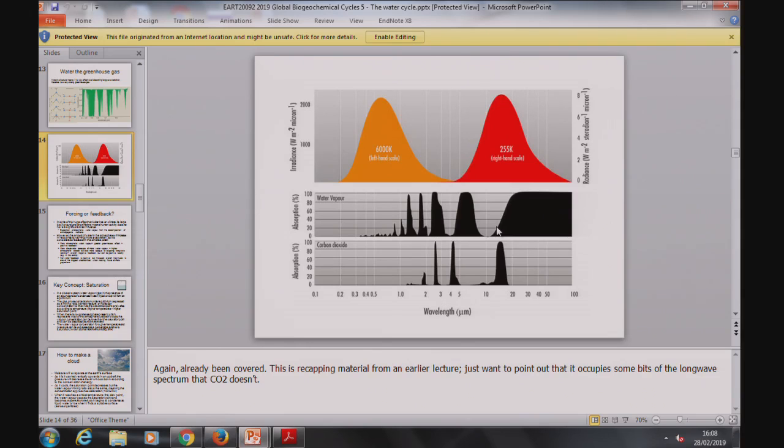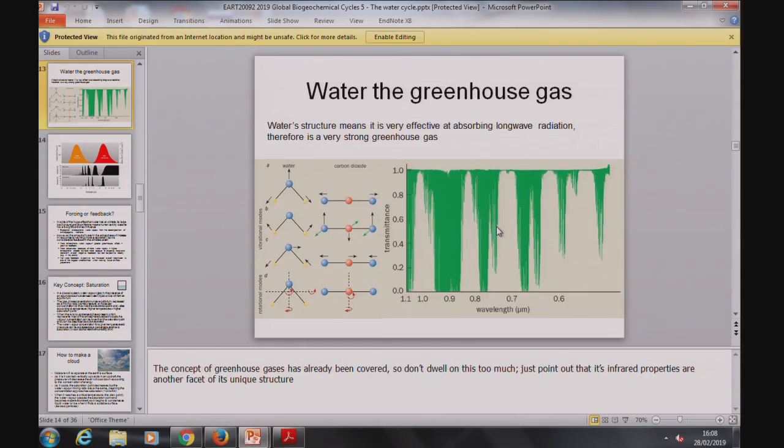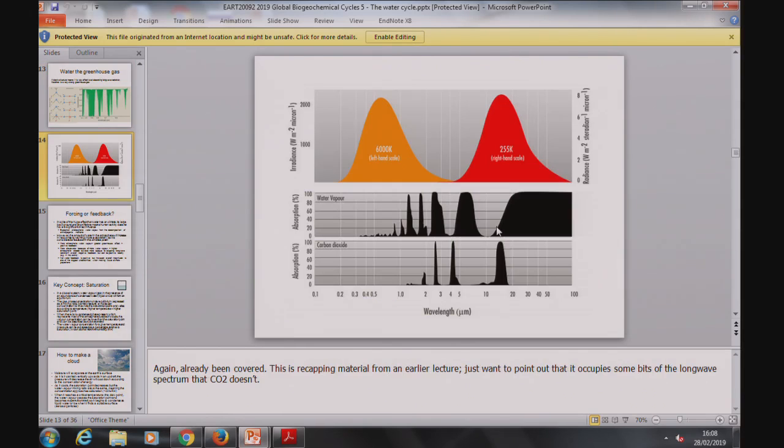This is the important thing. You don't really need to know the details of which vibration modes and which rotational modes this corresponds to. I don't know which one it is. Just need to know that it has an absorption spectrum which is significant. It absorbs at wavelengths that CO2 doesn't.